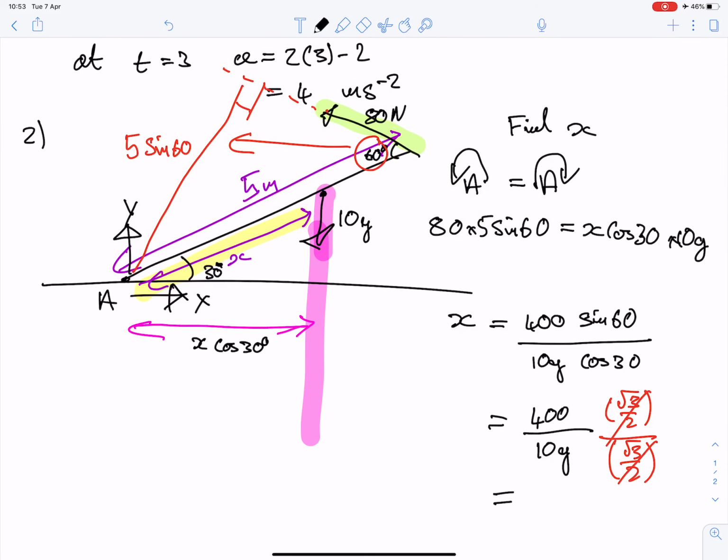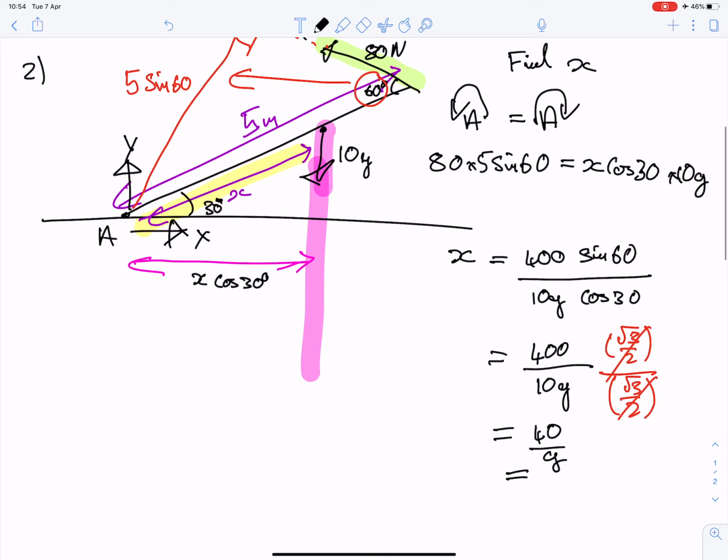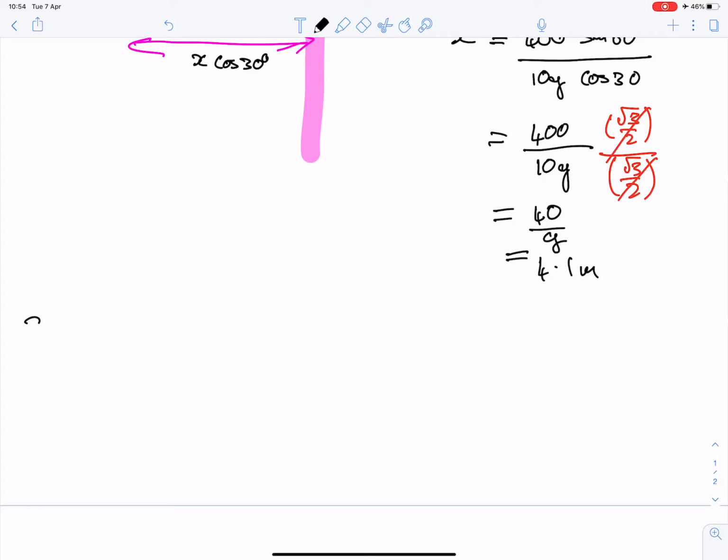So here we get 40 over g, which is roughly 4 metres. You can tap it in the calculator and check. 4.1 metres, I think it comes out to be. Okay, sorry if I didn't get the 30 degrees in there to start with, and I'll see if I can find a way of putting that in.